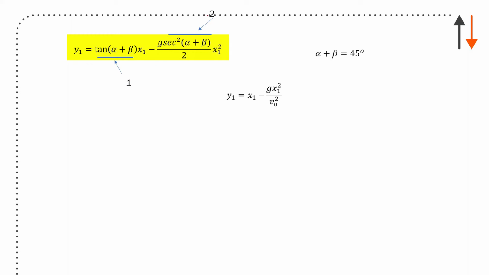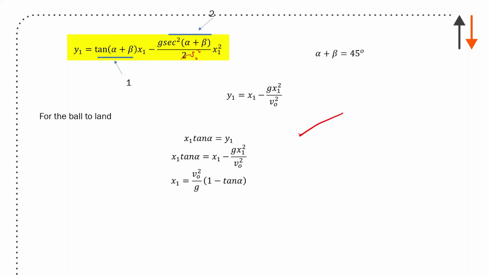Secant squared of alpha plus beta is equal to 2. Nice numbers. And so if it's 2, the 2 here cancels, x1 squared's there, and there's a v naught squared that's missing. Substitute in terms, y equals x1 minus g x1 squared over v naught squared. For the ball to land, it's going to go up a small distance, and that's going to be x1 tan alpha, which is this distance, which is also y1. So x1 then is equal to v naught squared divided by g times 1 minus tan alpha.